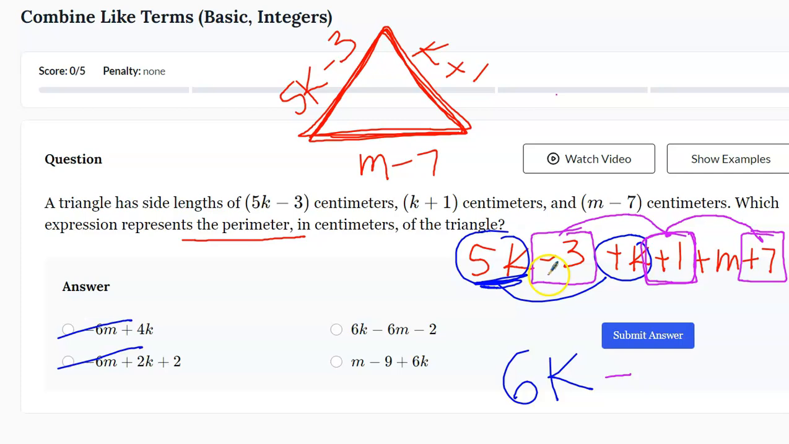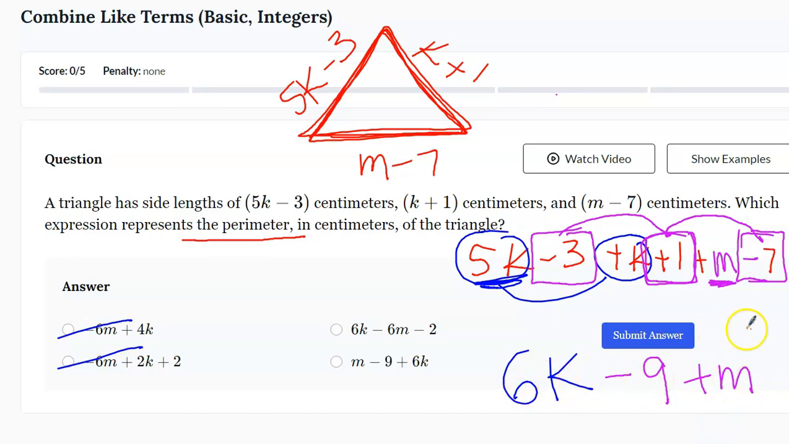Negative 3 plus... Oh, I wrote it wrong. This is a minus 7. I gotta be careful. This is a minus 7. So, negative 3 plus 1 is negative 2, and negative 2 minus 7 is negative 9. And then this m doesn't have a partner, so I'll just stick him at the end.